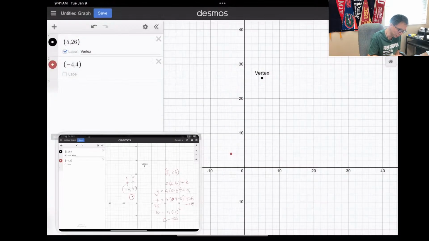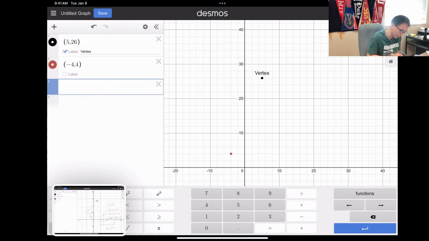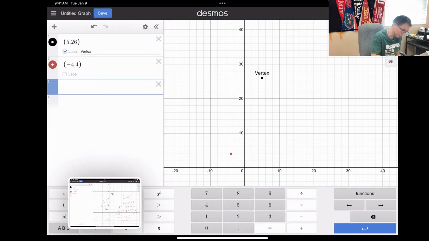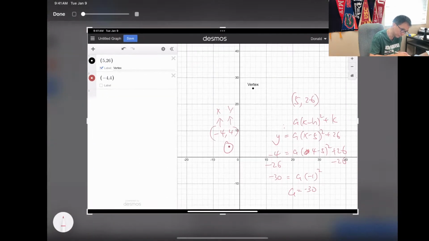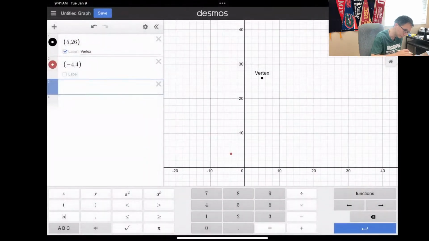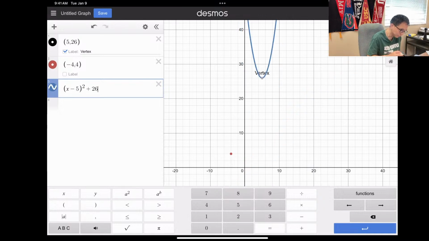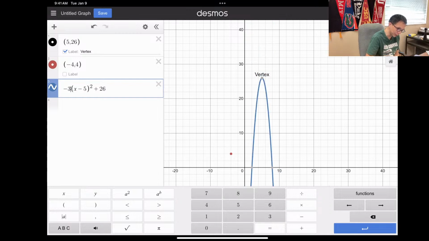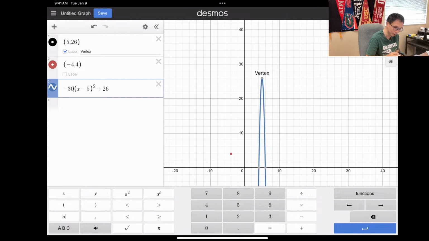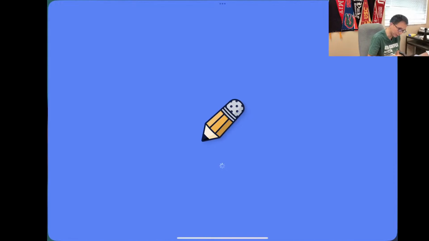So let's check if it's true. First of all, I'm going to plug in x minus 5 parentheses squared plus k. It already has a point, the vertex, there. Do you see that? We already established one thing. Now I'm going to establish a second thing. I'm going to say -30. Oops, I did my calculation wrong. That should be -4. Let's go back to calculate.